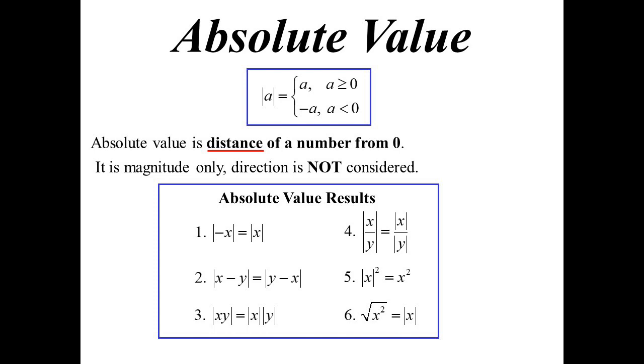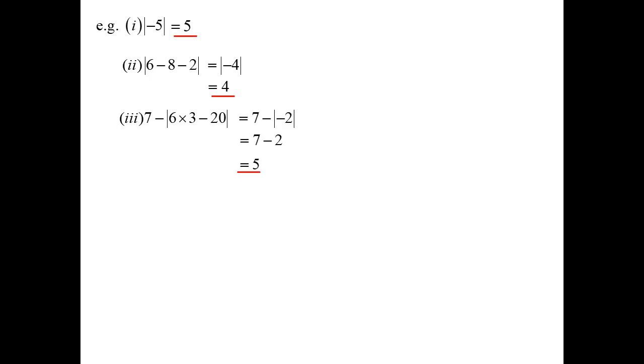Let's do some simple little ones there. So absolute value of negative 5, well, that must be 5 units away from 0, so 5. Absolute value signs are like grouping symbols, and we know our order of operations. We always do what's inside the grouping symbols. So 6 minus 8 minus 2 is of course negative 4, and we get 4. We do the grouping symbols first in our order of operations. So 6 times 3 minus 20 is negative 2. The absolute value of negative 2 is 2, so 7 minus 2 is 5.